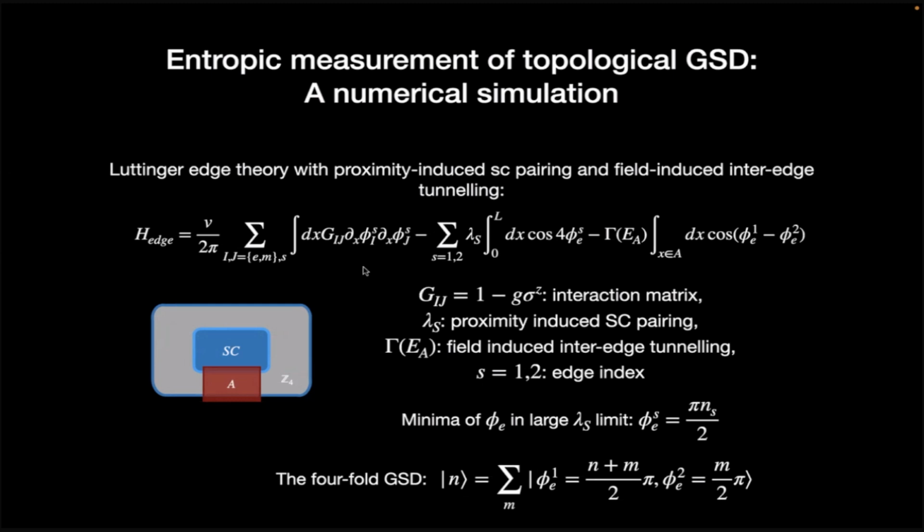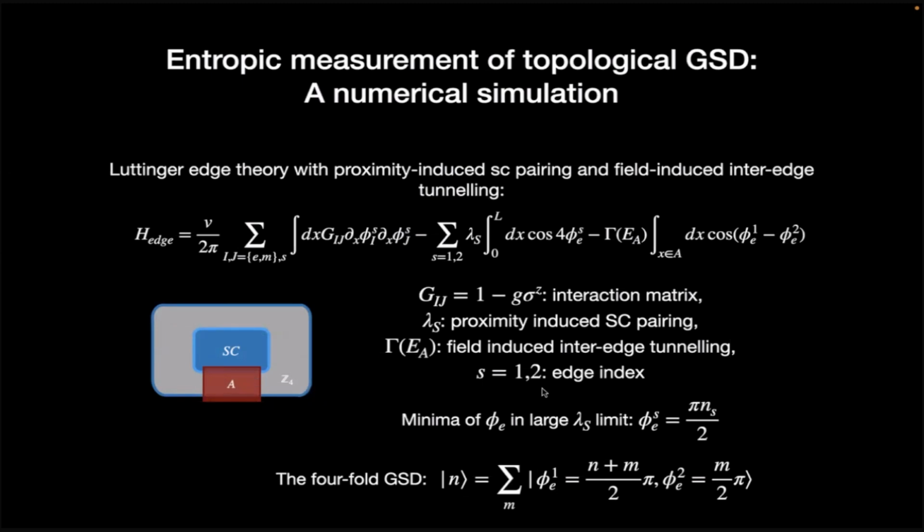And so the interaction matrix here is constrained by the symmetry to take this form, 1 minus G sigma Z. So there's only one parameter G here. Lambda S is the strength of the superconducting pairing term, and gamma is the strength of the field-induced inter-edge tunneling term. And S equals 1, 2 labels the inner and outer edge. So this is the setup.